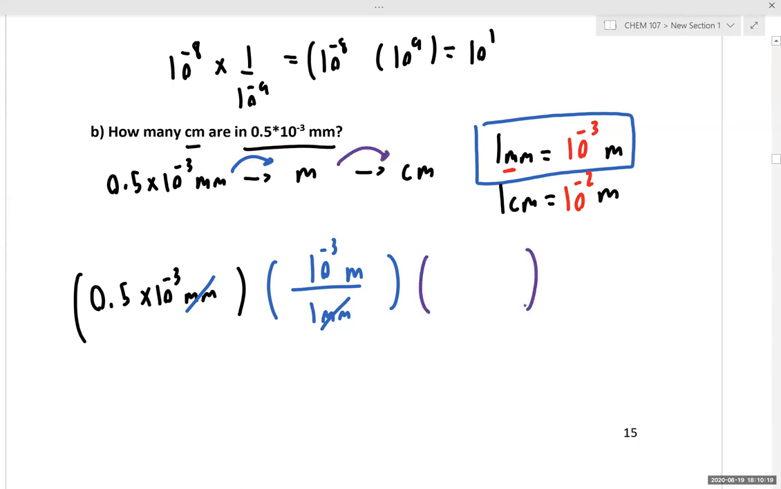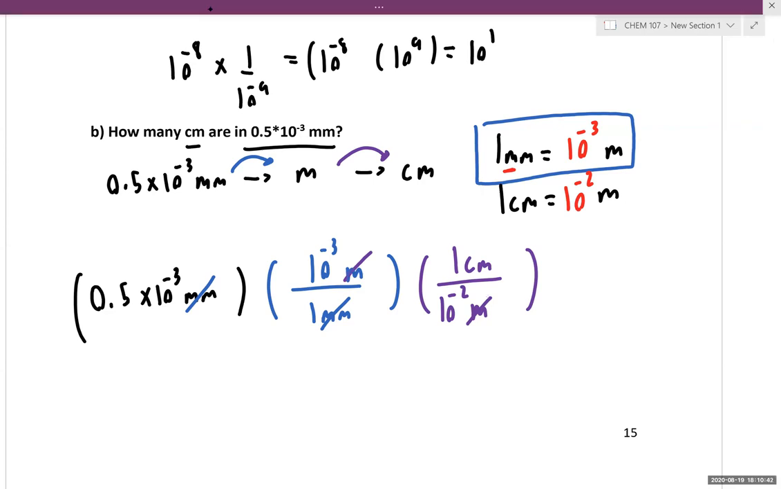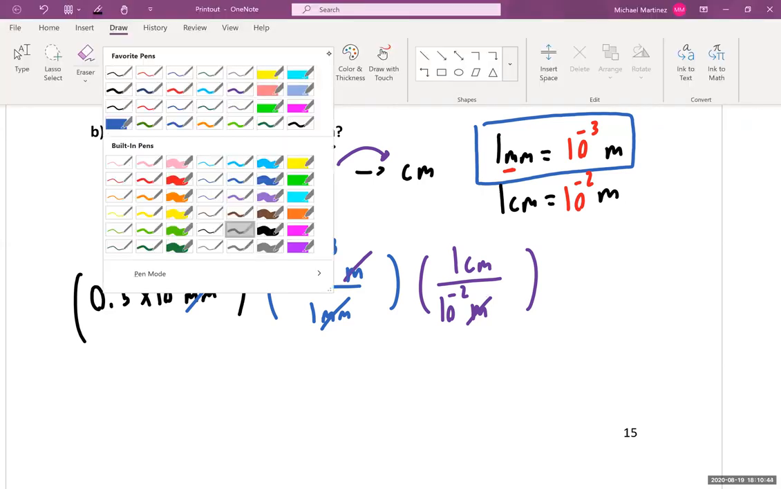So then, what units do I need on top? Centimeters. Yep, and in 1 centimeter, we have how many meters? 10 to the negative second. Okay, we put what we want on top, what we're starting from on the bottom. Meters cancel, and we're left with the following answer.